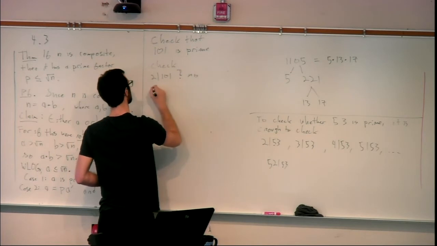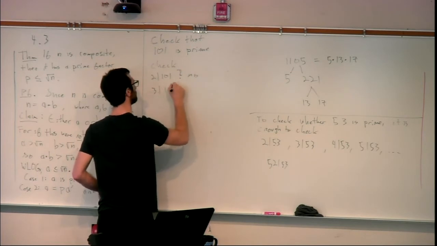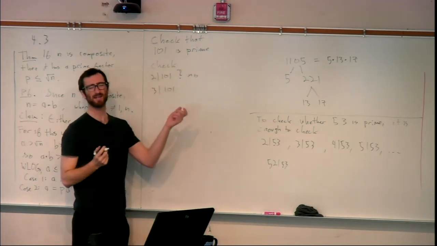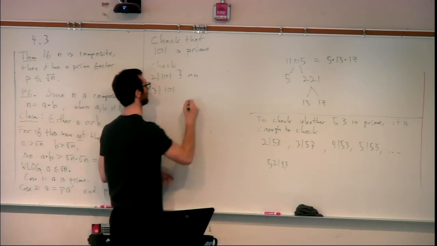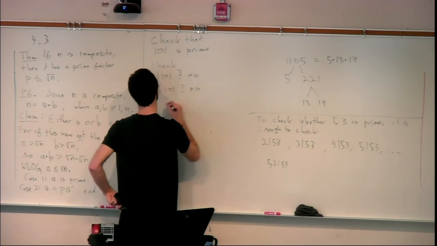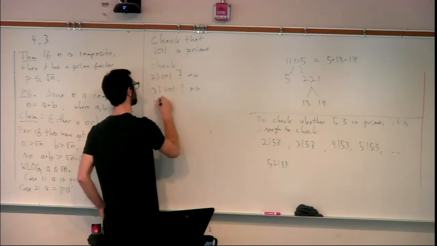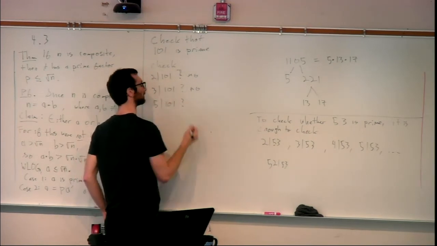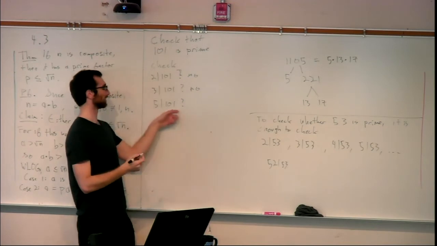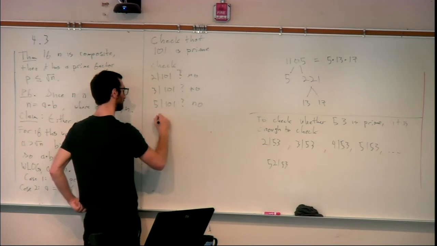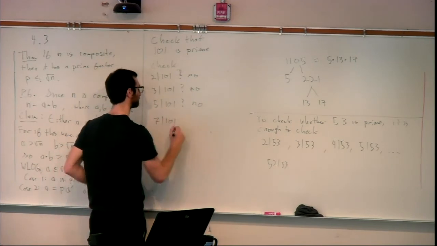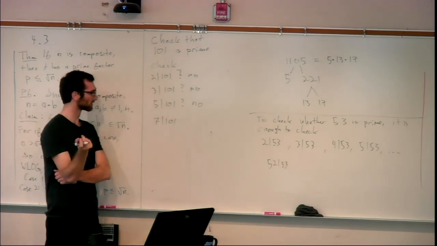No. Does 3 divide 101? No, 3 divides 99, and then 3 divides 102, not 101. So no. Does 5 divide 101? No, this isn't a multiple of 5. You can tell by the last 2 digits. Does 7 divide 101? Well, we can just check it out.